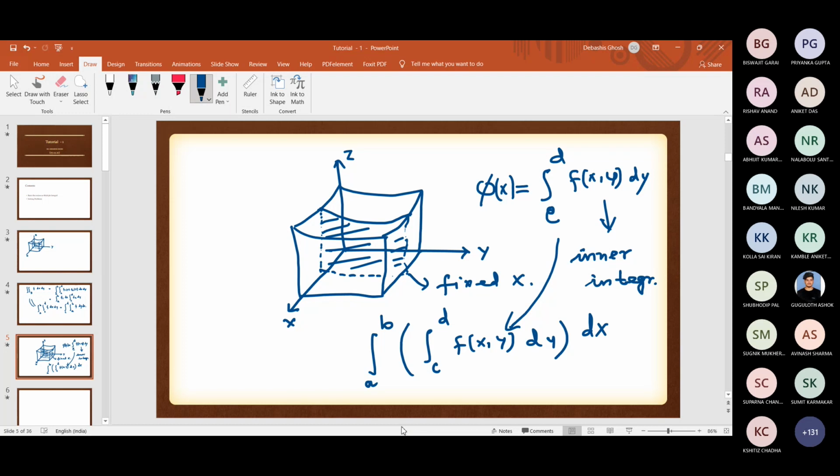Then similarly we can do it for the y-axis also. If you fix y, then we consider a slice along the x-axis. Then we find the area under the curve, as we know for a definite integral. After computing that definite integral, we can move that slice from this point to this point, which gives you another repeated integral. That will give you the volume of this figure. Okay, so then what is the role of the z-axis?